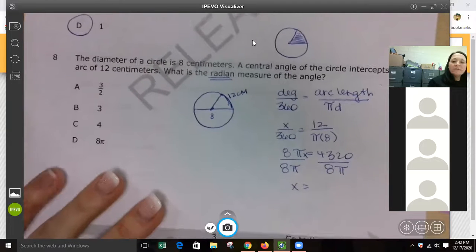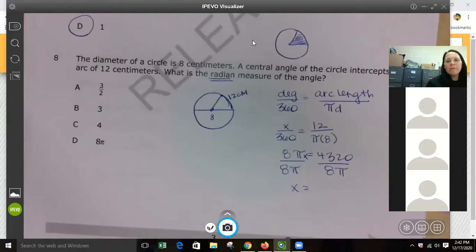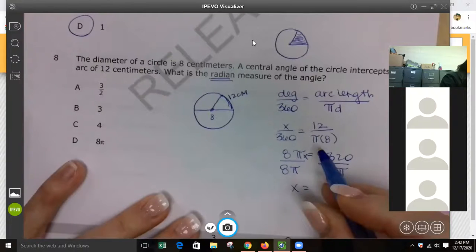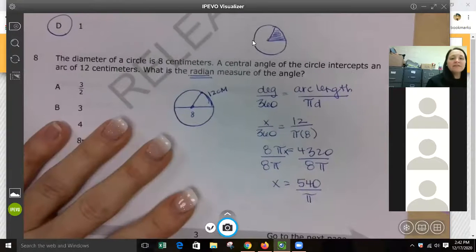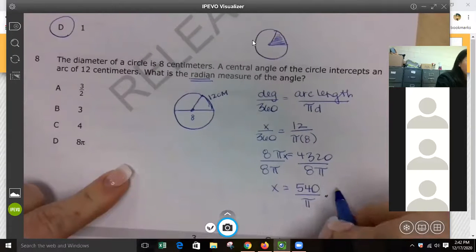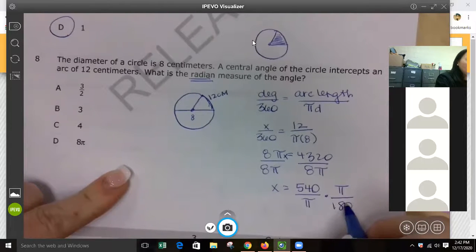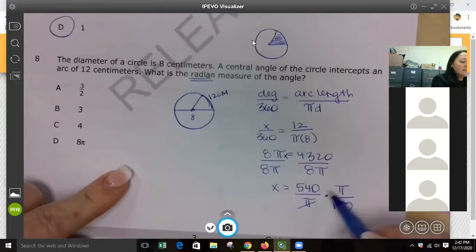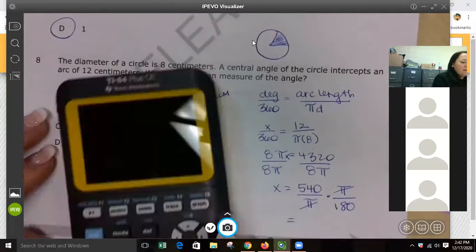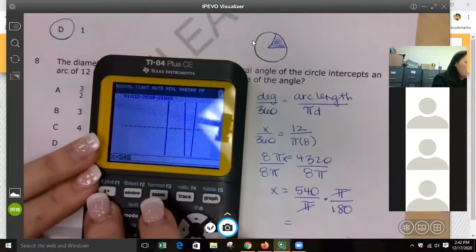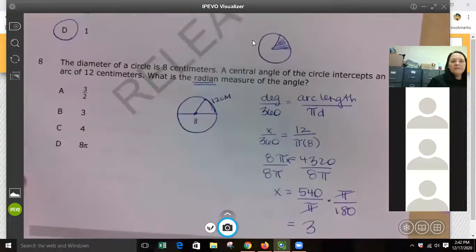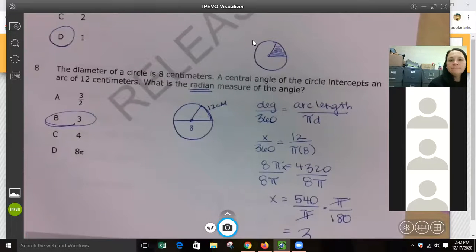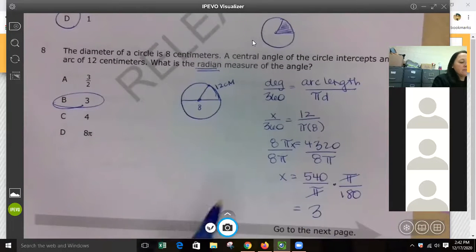Again, I don't use the pi because if I'm turning it to radians, I need to remember what my formula is. So this actually gives me 540 over pi. And the reason this helps me is because I know that I want my pi to cancel out. So I need one on the top. And then we divide by 180. So these cancel. And then in our calculator, 540 divided by 180 is 3. So your answer is 3. Okay, so don't forget how to convert radians into degrees.